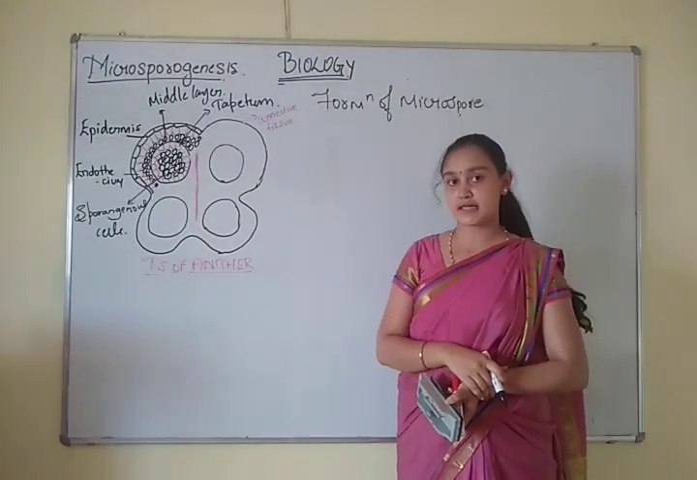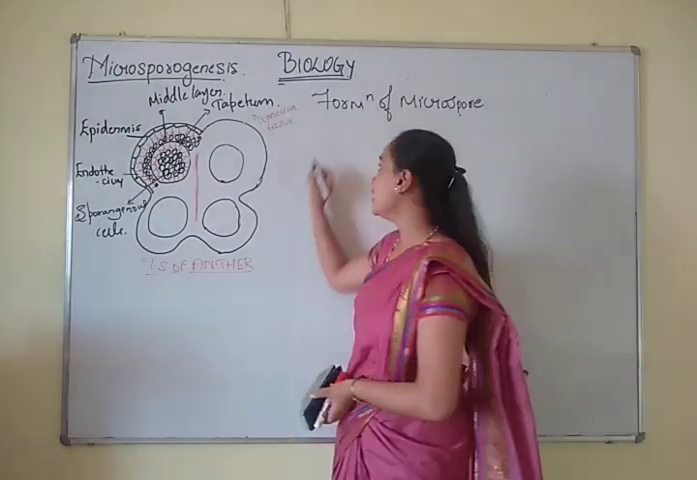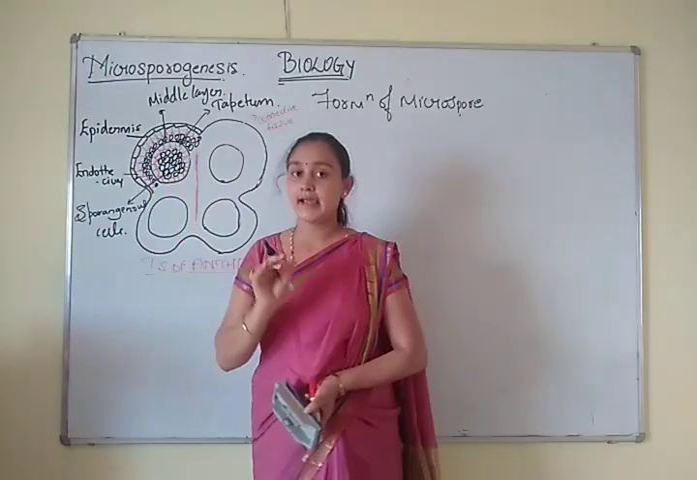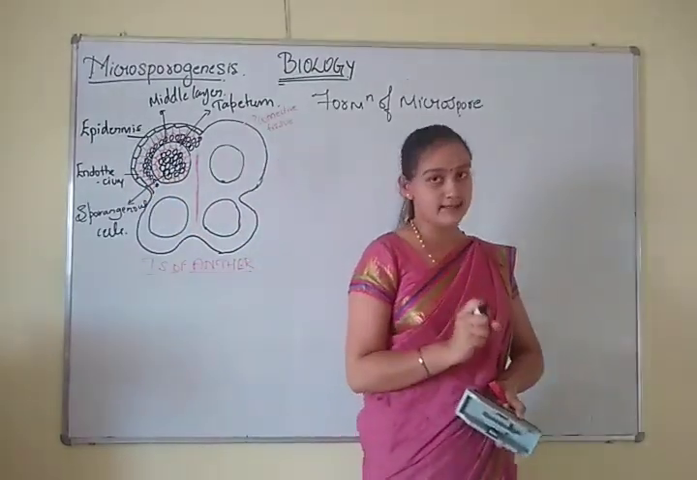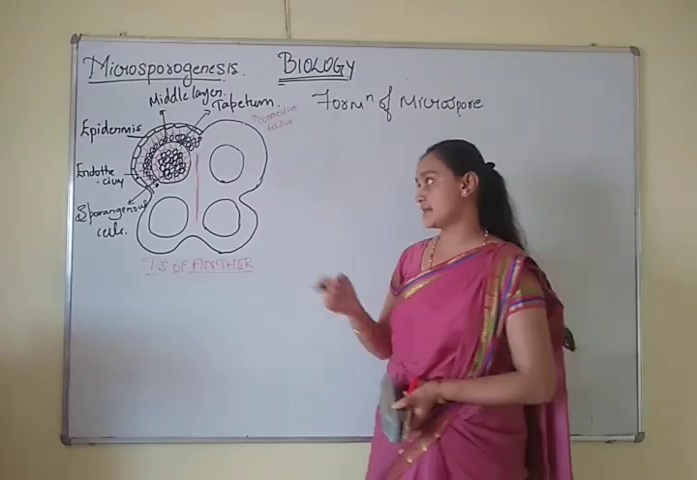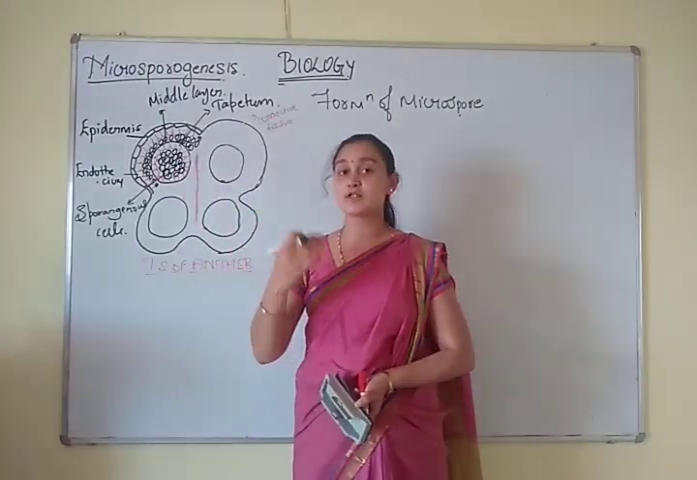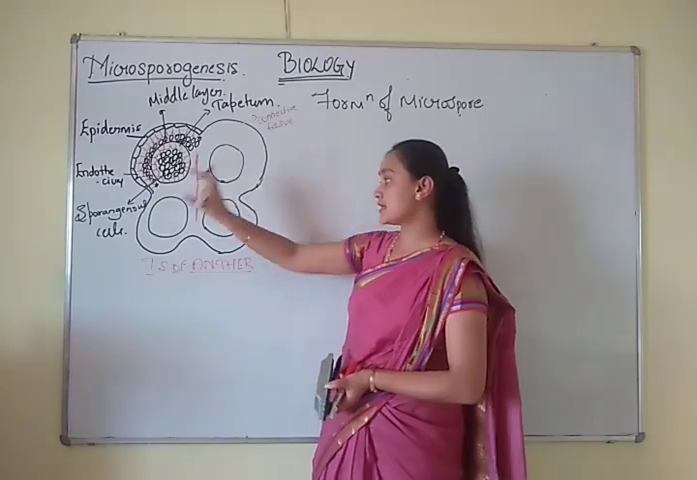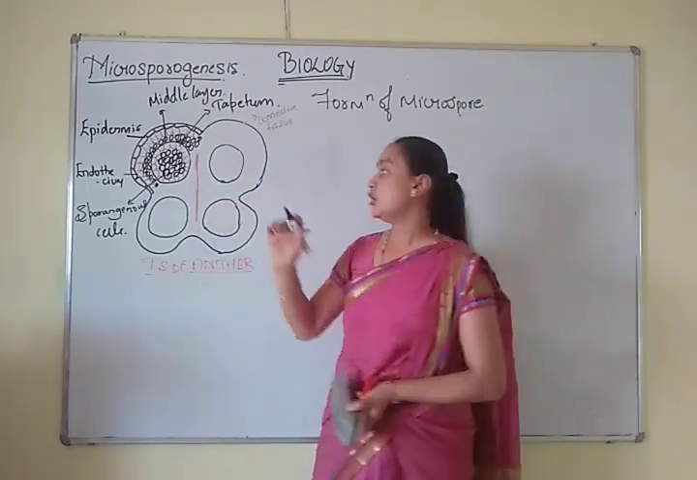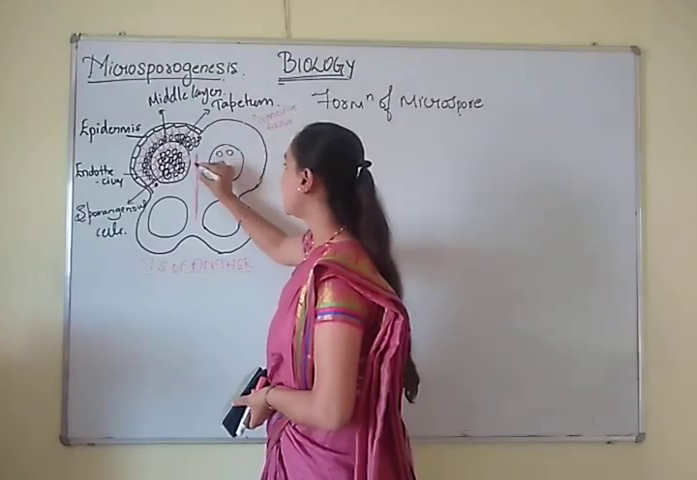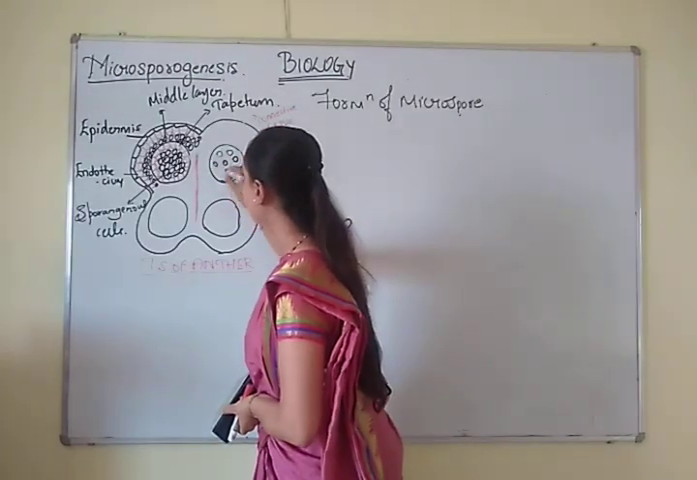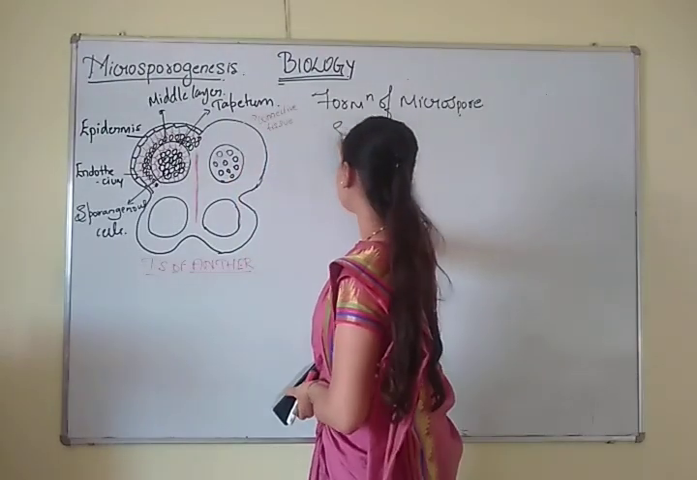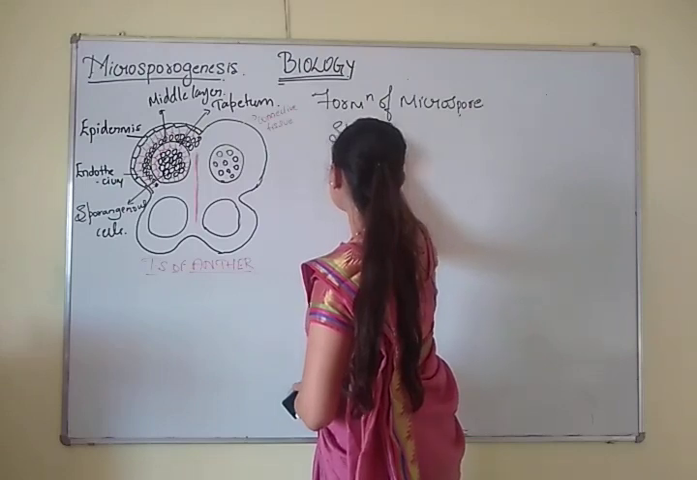What are the different steps? Okay, so first, the sporogenous cells, which we can see here, are tightly, compactly arranged. In the next step, when the plant becomes adult, these sporogenous cells will get loosely arranged. Again, the sporogenous cells will get loosely arranged.